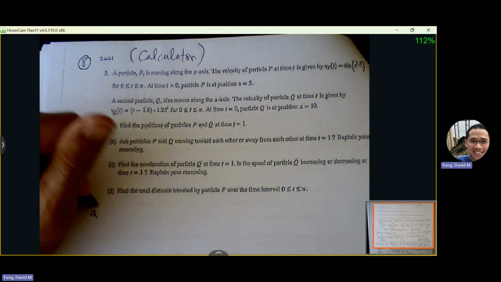Okay, part A. Find the position of particles P and Q at time t equals 1. Well, if we're given velocity and if we're given the location, we like to use that final equals initial plus displacement formula to help us through with each of our positions. So we're going to use that to help us get through finding particle P and Q's location.